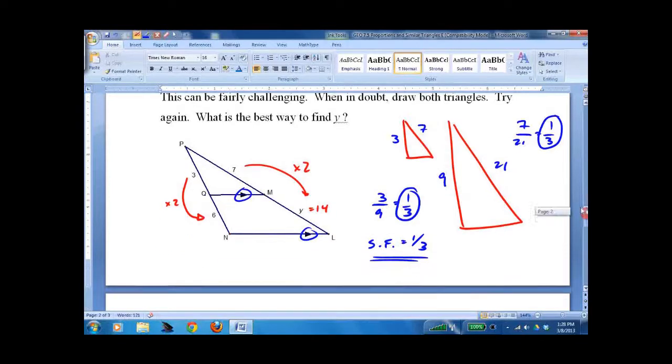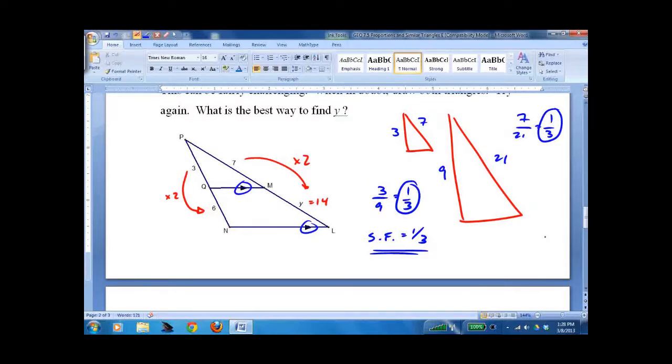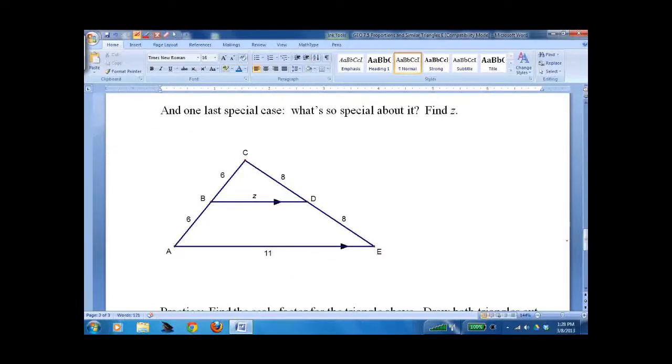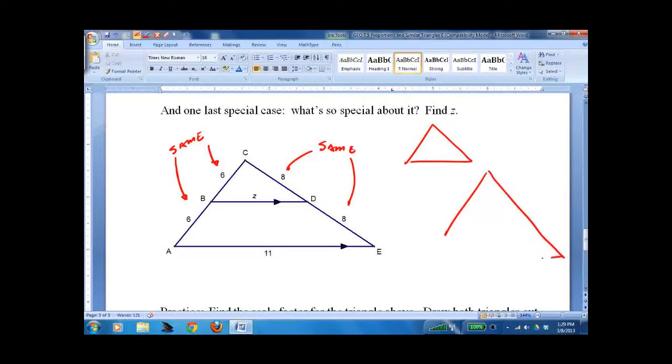So just remember to keep it straight. Whole side to whole side scale factor, but you can use partial sides if you have a couple similar triangles. So here's one special case. And what's so special about it? Well, hopefully you noticed. These are the same. Same. So a lot of people make the mistake of saying, oh, it's 1-to-1 ratio. Obviously it's not.